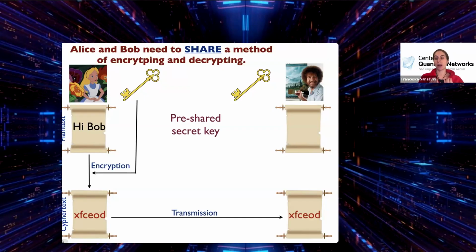Now, Eve could be present and Eve could try to snatch the message away. But she will not understand what she's reading because these symbols do not mean anything to Eve. But Bob will be able to understand what XFCOD means because he will have a secret key that he shares with Alice. So they will have the same secret key to encrypt and decrypt the message. So Bob will take this message and will use the key to decrypt the message and retrieve "hi Bob."